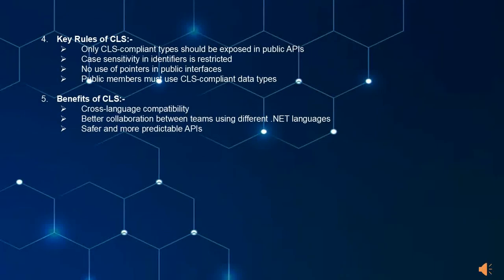Key rules of CLS. 1. Only CLS compliant types should be exposed in public APIs. 2. Case sensitivity in identifiers is restricted. 3. No use of pointers in public interfaces. 4. Public members must use CLS compliant data types. Benefits of CLS. 1. Cross-language compatibility. 2. Better collaboration between teams using different .NET languages. 3. Safer and more predictable APIs.